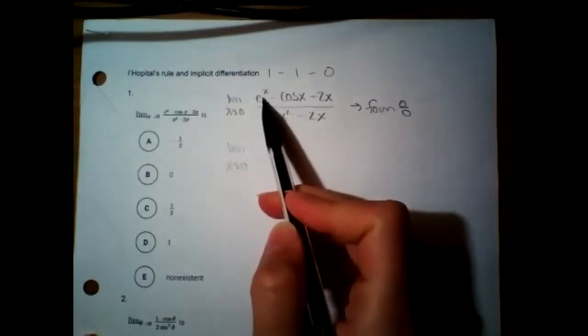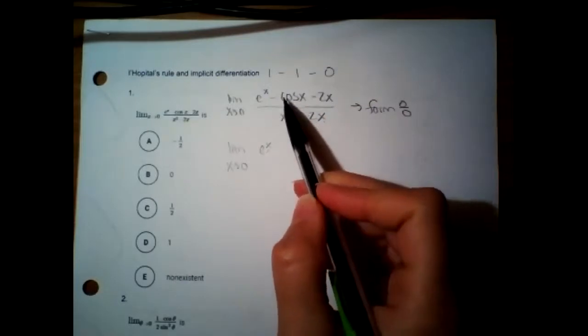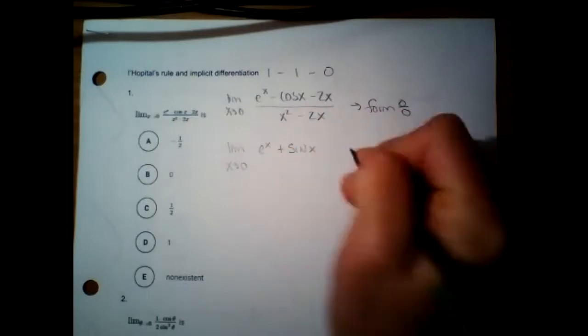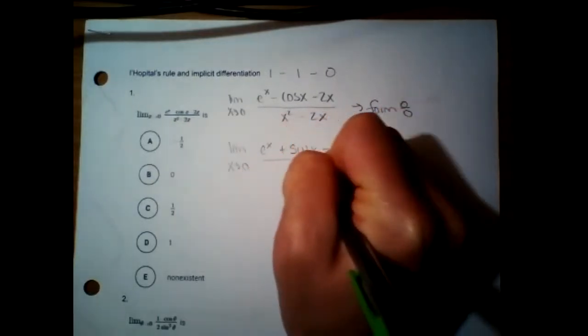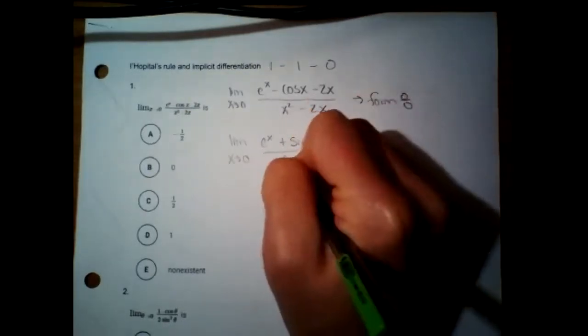So derivative of e to the x is e to the x. Derivative of cosine is negative sine, so the negatives are going to cancel. And then derivative of 2x is 2. And then down here, this derivative would be 2x minus 2.